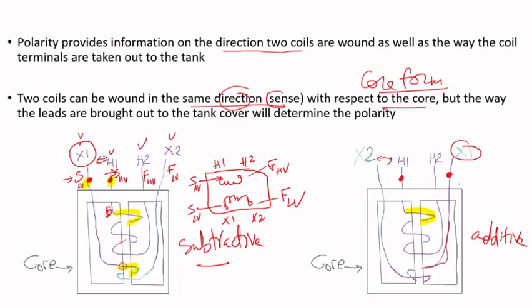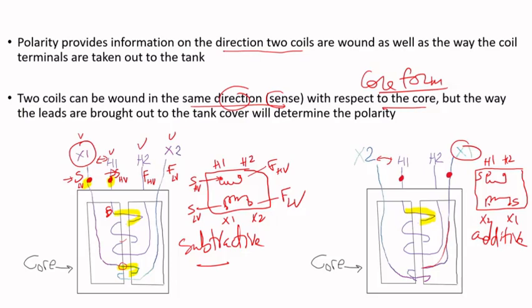For the additive, what you will see, again, the same thing here. You will still see H1, H2, but this time you will see X2, X1. So again, if this is the start of high voltage, this is the start of low voltage. So they're kind of like 180 degrees from one another.